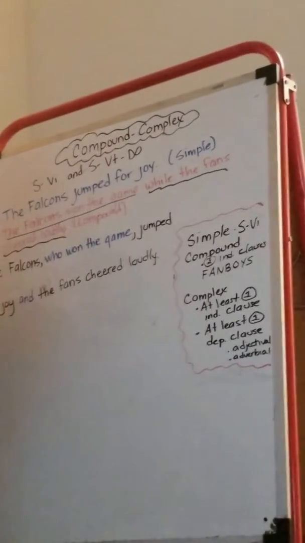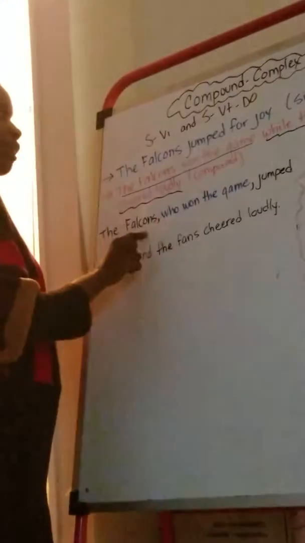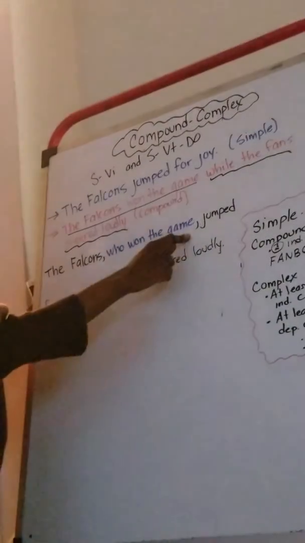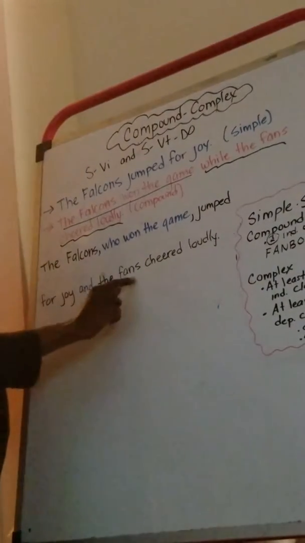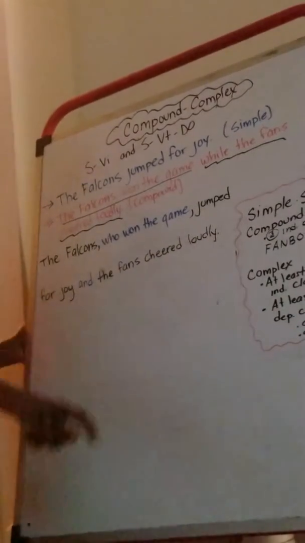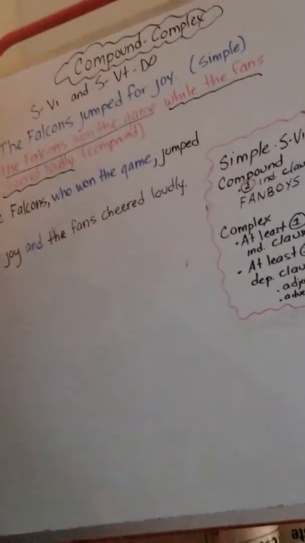When we combine them to make a compound complex sentence, we come up with the Falcons, who won the game, jumped for joy, and the fans cheered loudly. Remember, a compound complex sentence has at least two independent clauses and at least one dependent clause. And you're going to see your FANBOYS and your www.asia.wub words in your sentence. So let's look at this.